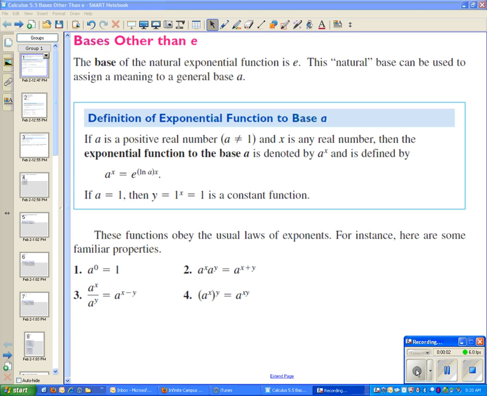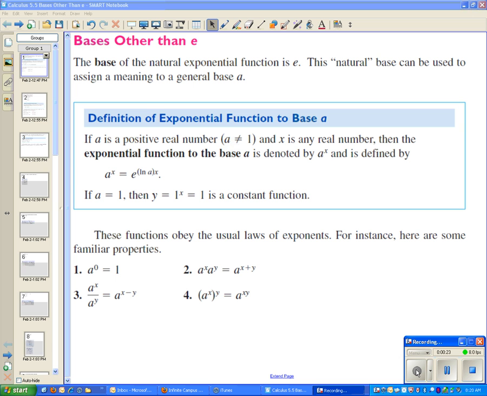In theory, the beginning of this section is all review. We'll see if it is. The base of the natural exponential function is e. This natural base can be used to assign a meaning to a general base. And the general base is what you've done in the past, okay?